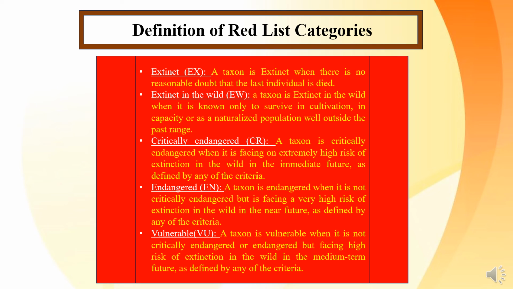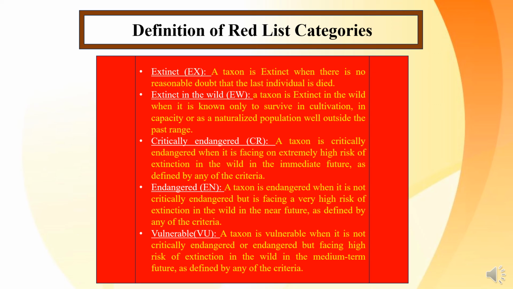Then critically endangered: a taxon is critically endangered when it is facing an extremely high risk of extinction in the wild in the immediate future as defined by any of the criteria. Then endangered: a taxon is endangered when it is not critically endangered but is facing a very high risk of extinction in the wild in the near future as defined by any of the criteria. Then vulnerable: a taxon is vulnerable when it is not critically endangered or endangered but is facing a high risk of extinction in the wild in the medium-term future as defined by any of the criteria.